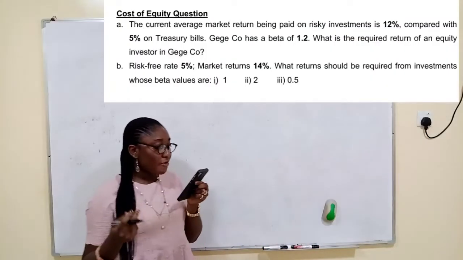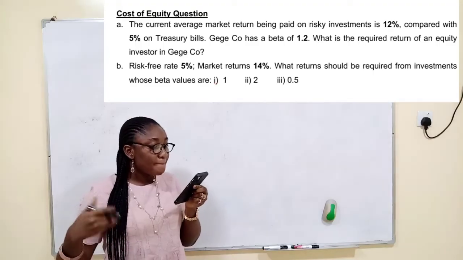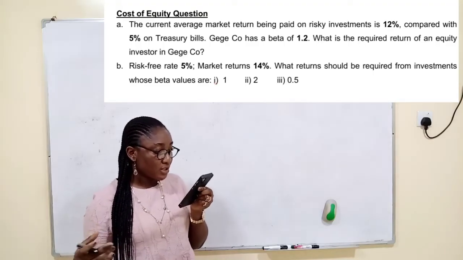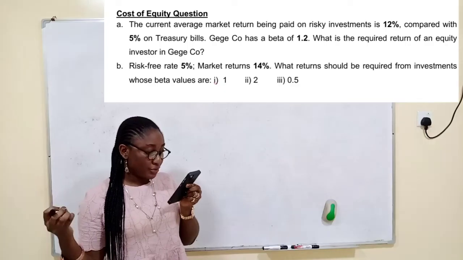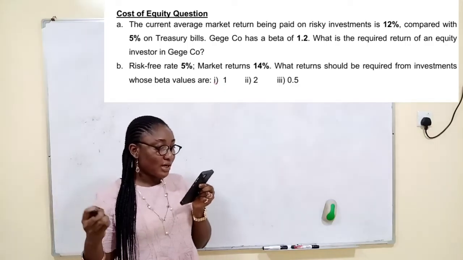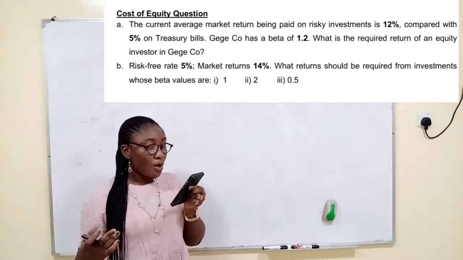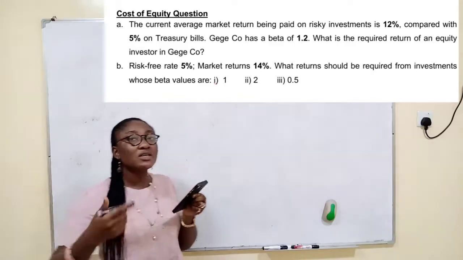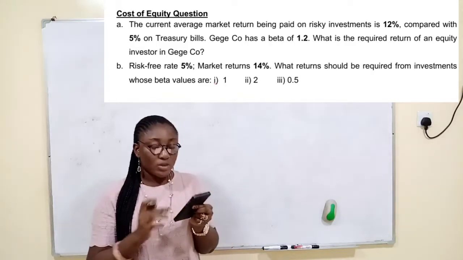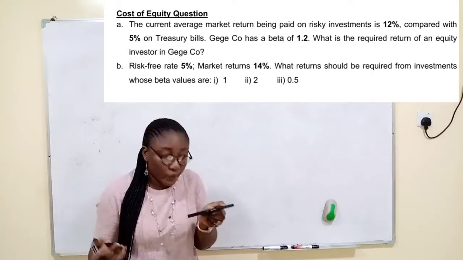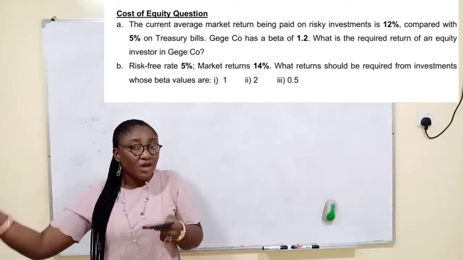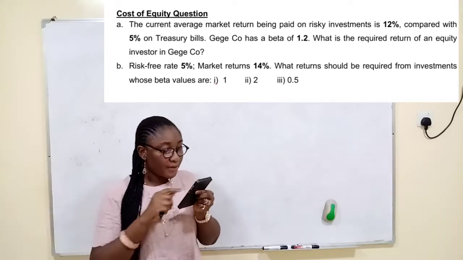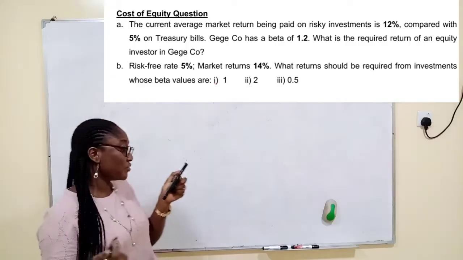It says the current average market return being paid on risky investment is 12%, compared with 5% on treasury bills. Gegeco has a beta of 1.2, that is risk. What is the required return of an equity investor in Gegeco? What is the required return? That's what is the cost of equity. Remember that I said cost of equity or cost of capital is the minimum required rate of return. So, very straightforward. Let's solve that.